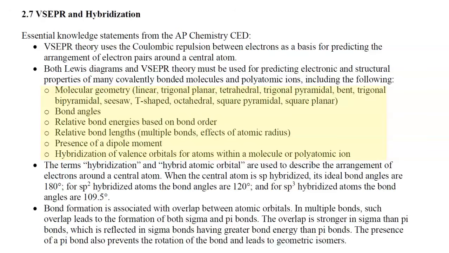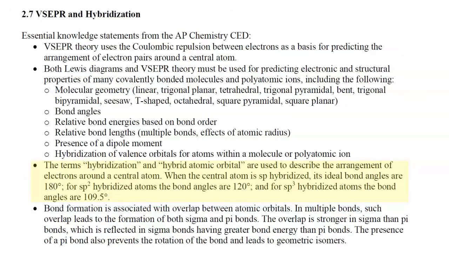Bond angles, relative bond energies based on bond order, relative bond lengths, multiple bonds, effects of atomic radius, presence of a dipole moment, hybridization of valence orbitals for atoms within a molecule or polyatomic ion. The terms hybridization and hybrid atomic orbital are used to describe the arrangement of electrons around a central atom.